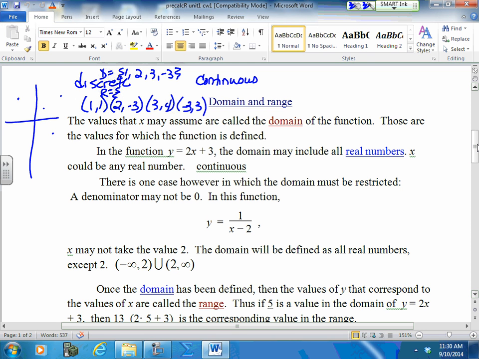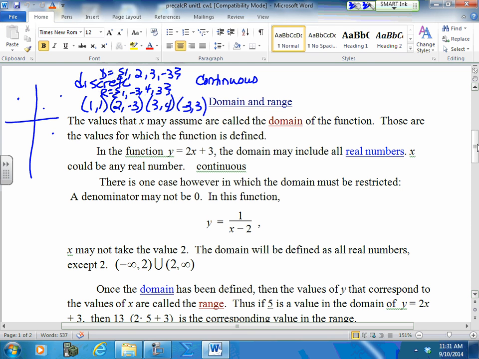One, all your y values: 1, -3, 4, 3. Okay. My x's are my domain, my y's are my range. A discrete set is a countable set. The points do not connect. Okay.